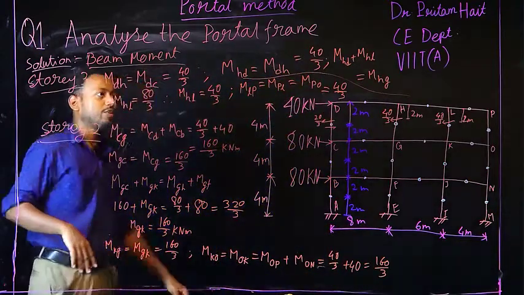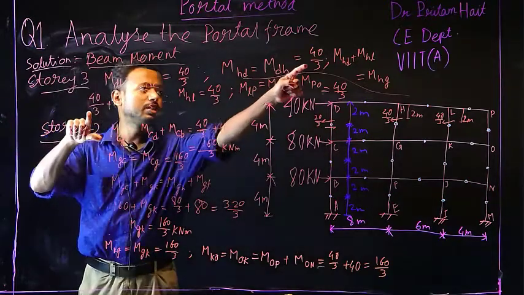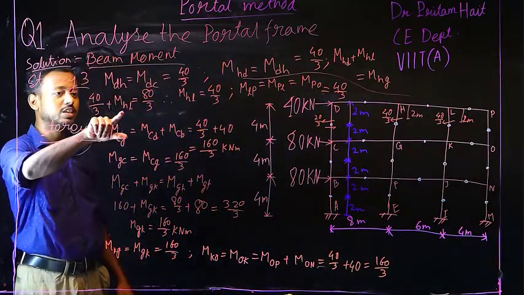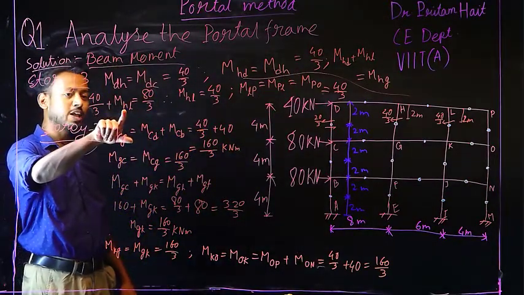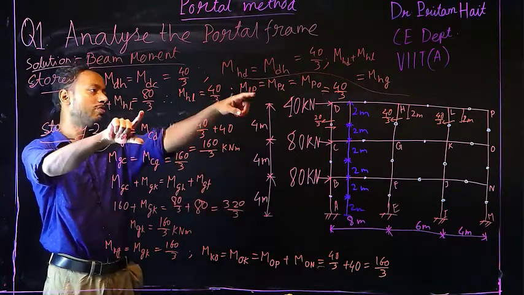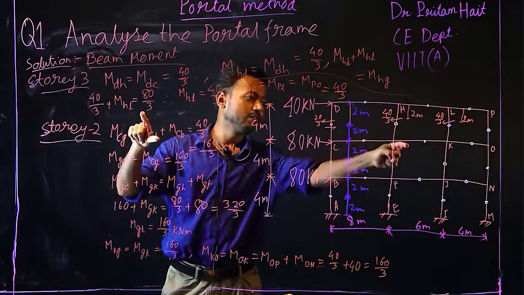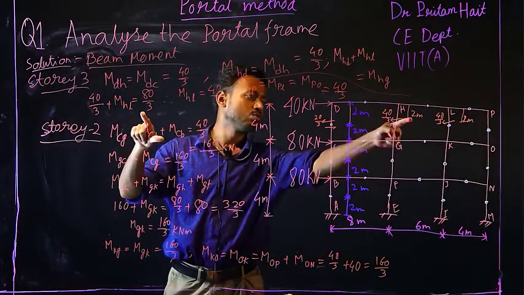So what is the value of MHD? MHD value is 40 by 3. I can write here 40 by 3. I don't know the MHL value, so I keep it as it is. And I know the value of MHG, because MHG value is how much? 40 by 3 into 2.